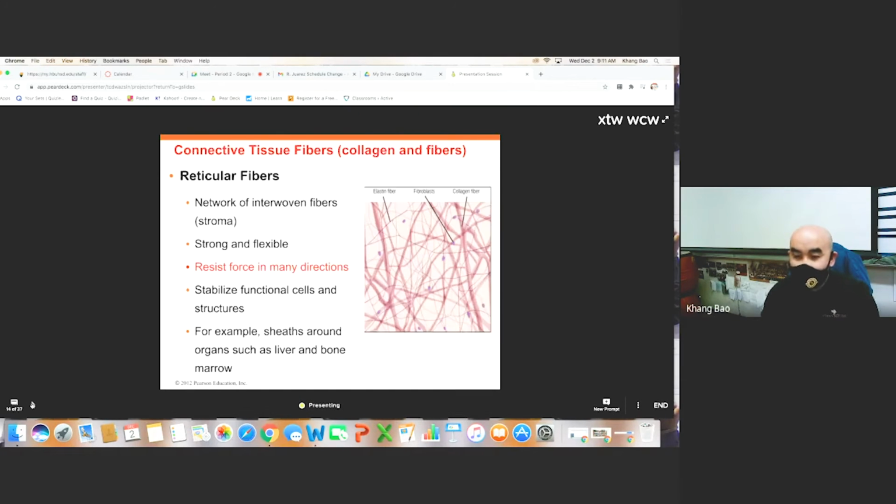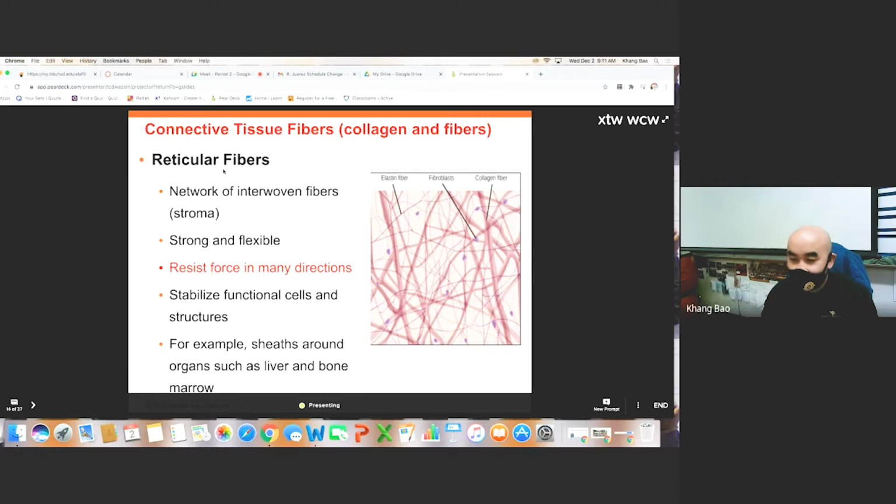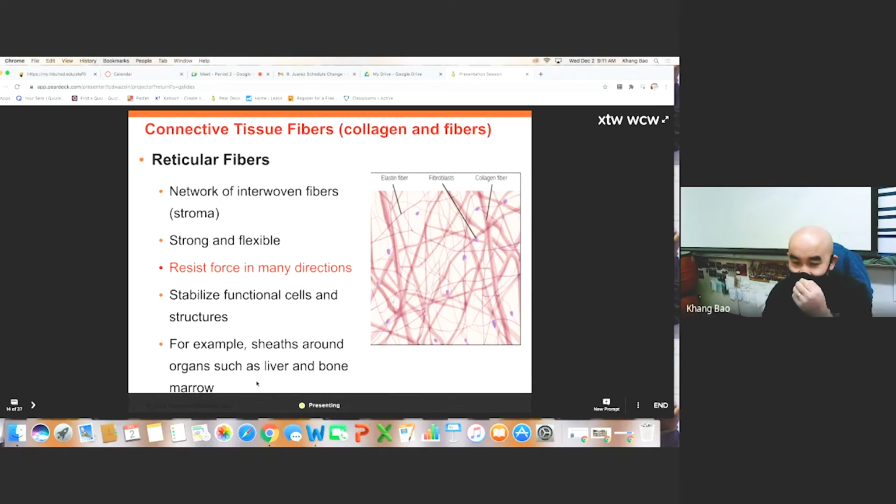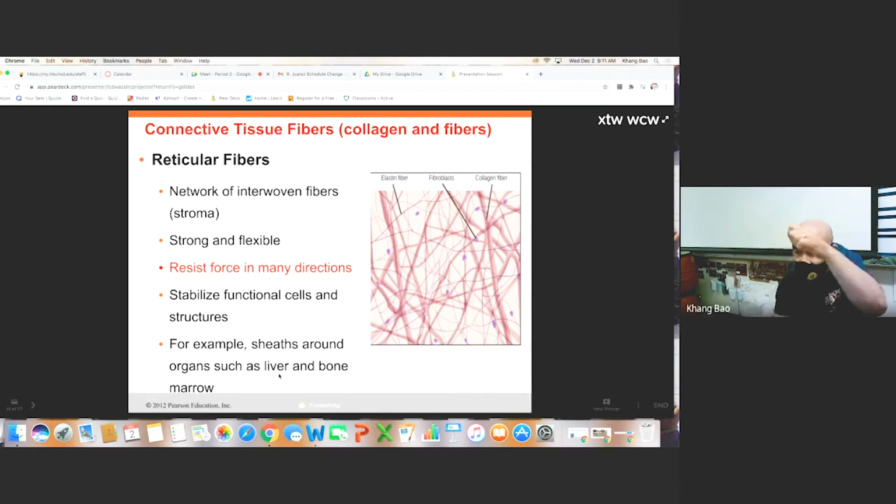Okay. The other fiber is reticular fibers. Their job is to resist force in many directions. I mean, they kind of all do the same thing, but specifically, reticular resists force in many directions. So if I have a rubber band, I can pull this way, that way, and reticular fiber is what brings it back. You find them mostly around your organs, like liver and bone marrow, right? So that way you can't really stretch an organ permanently, it will come back in any direction. Round objects have reticular fiber.